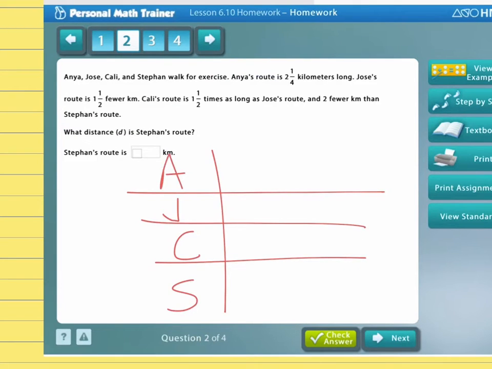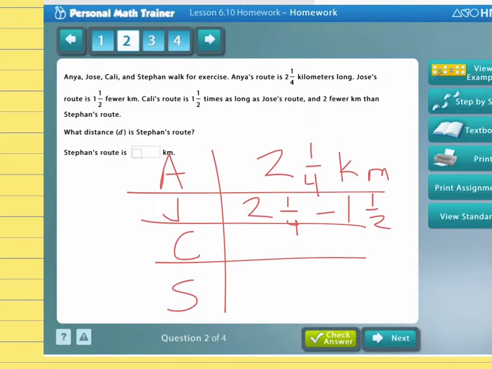All right, unpacking problem number 2. Anya, Jose, Callie, and Stefan walked for exercise. Anya's route is 2 1/4 kilometers long, so we know that right away. Jose's route is 1.5 fewer kilometers. So that means we know that Jose is 2 1/4 minus 1.5.